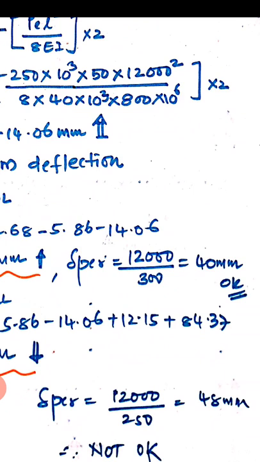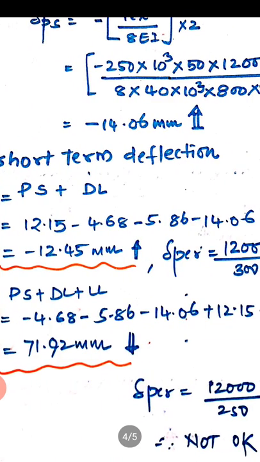Please look at here. In the previous case, the deflection due to prestress plus dead load, the permissible limit for that was L by 300. But here, when you consider live load, the allowable deflection will be L by 250. You don't have to take 300 because we are considering live load also. So it is 48 mm, which is not okay, because the permissible deflection as per the rule is 48 mm, but our deflection is more than the permissible limit. So that's why it is not okay.